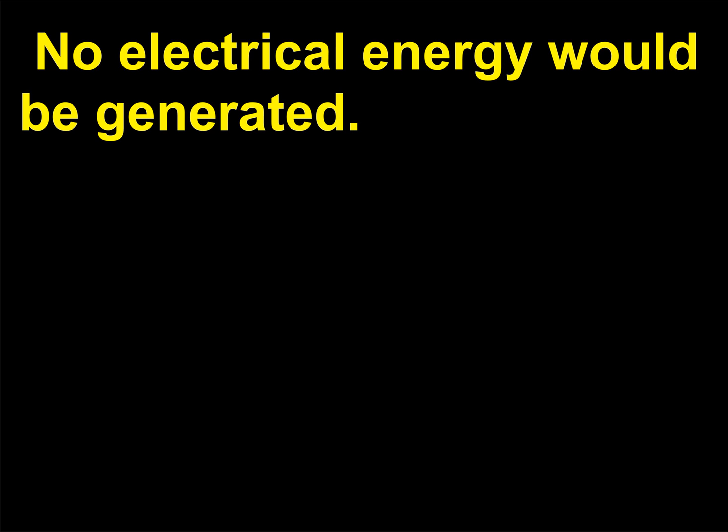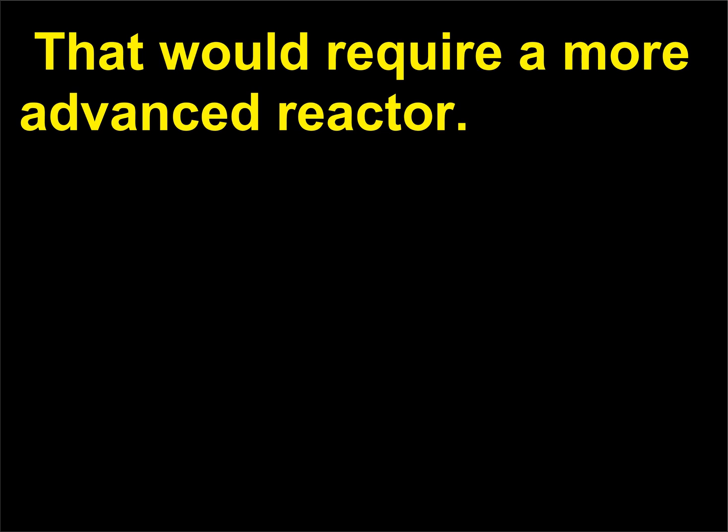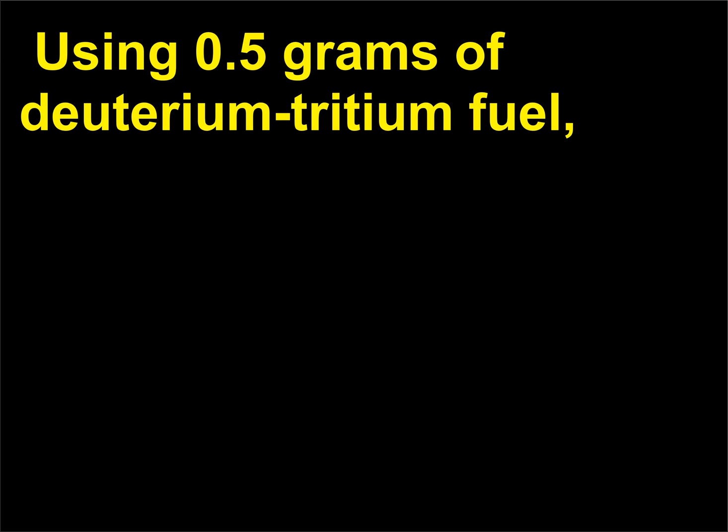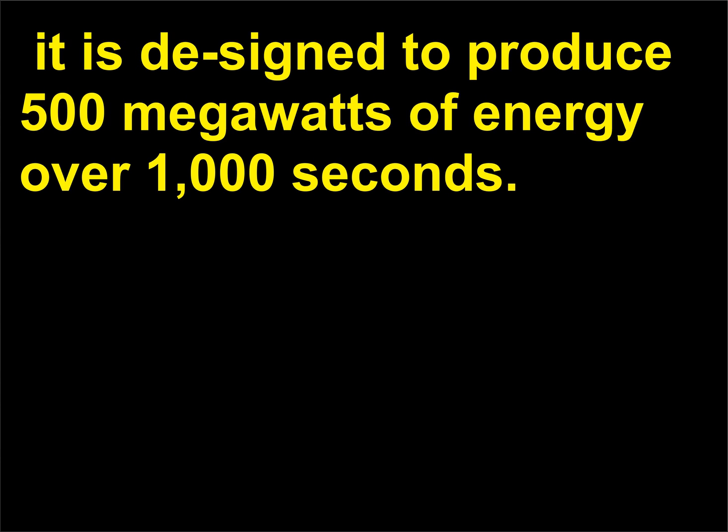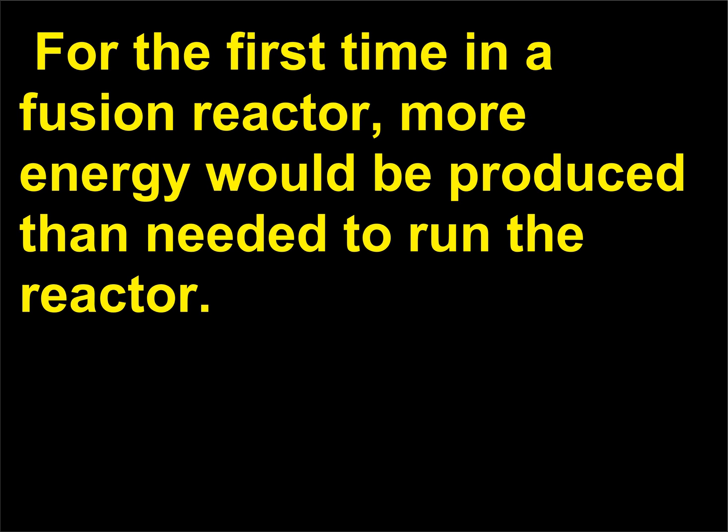No electrical energy would be generated. That would require a more advanced reactor. Using 0.5 grams of deuterium-tritium fuel, it is designed to produce 500 megawatts of energy over 1000 seconds. For the first time in a fusion reactor, more energy would be produced than needed to run the reactor.